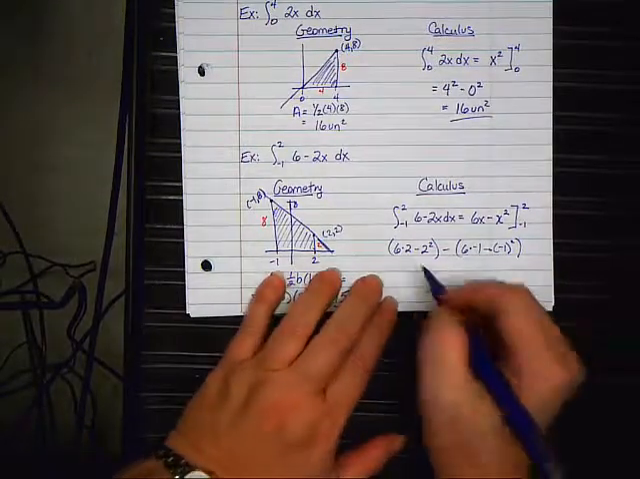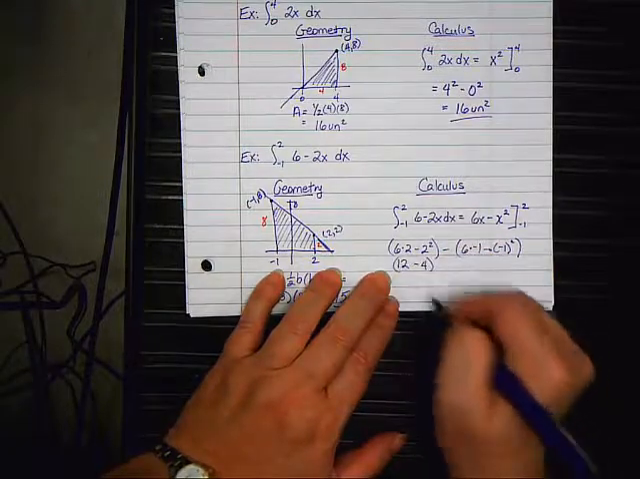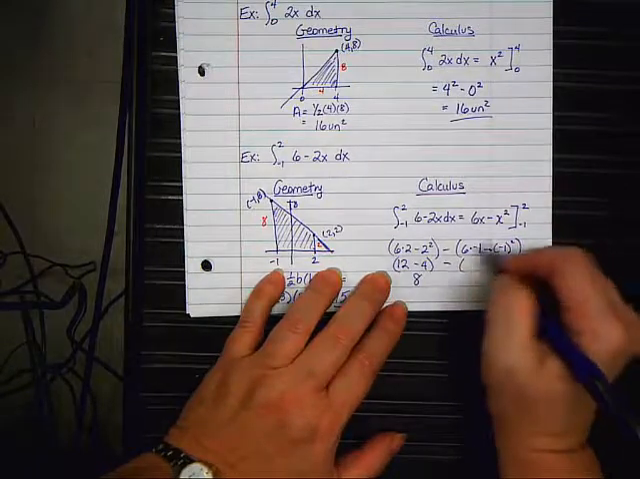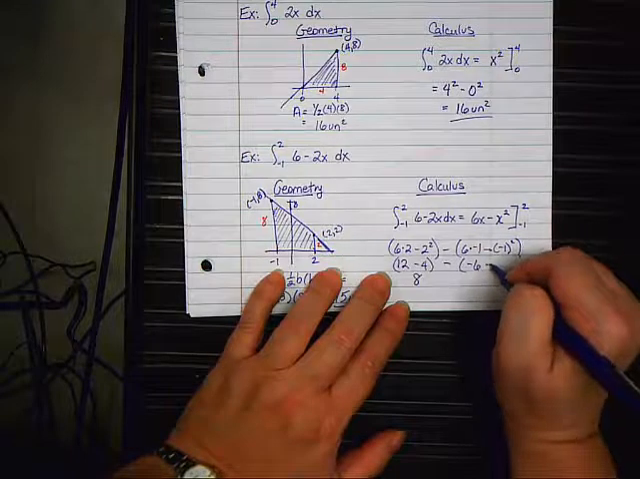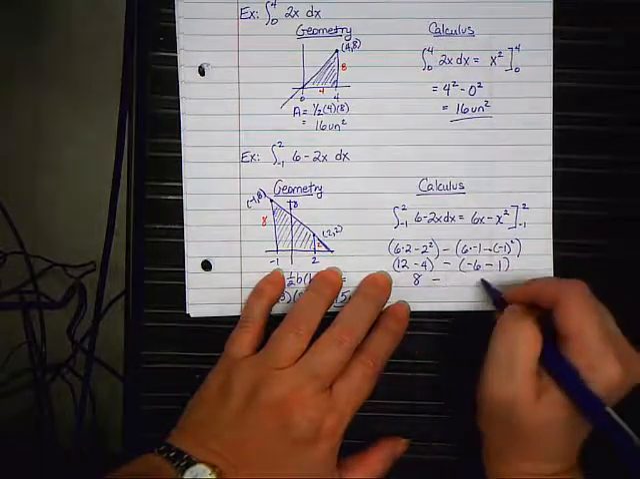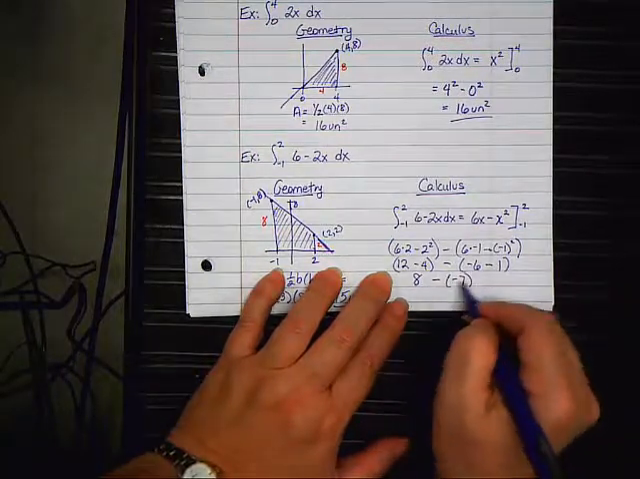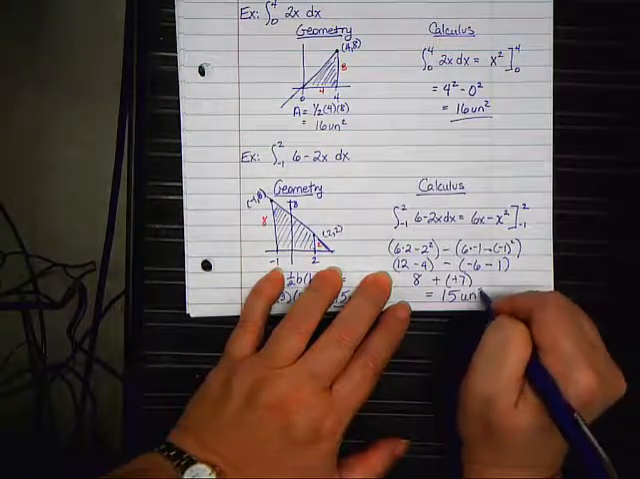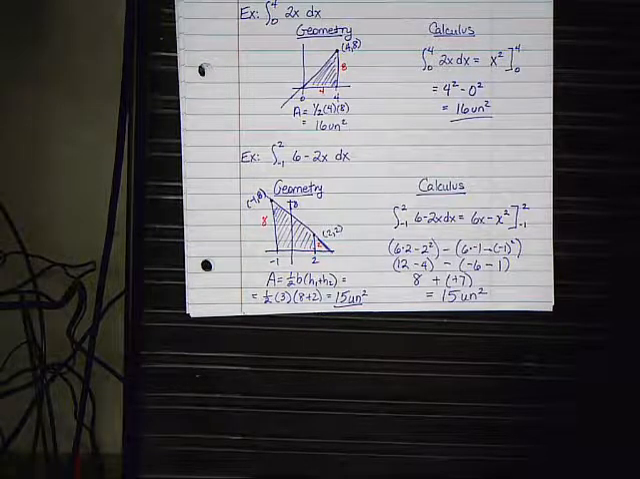All right. So this will be 12 minus 4, which simplifies to 8, minus, do the other parentheses, totally clean it up. 6 times -1 is -6, minus -1 squared. You square first, which is 1. So minus, -6 minus 1 is -7. 8 minus -7 is plus a positive, 15 square units. So that is how these problems are done.